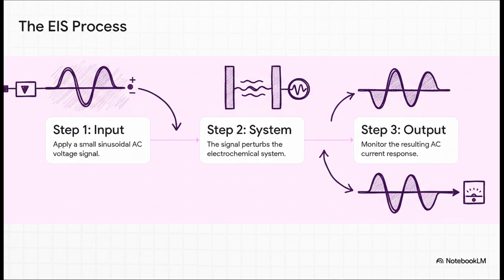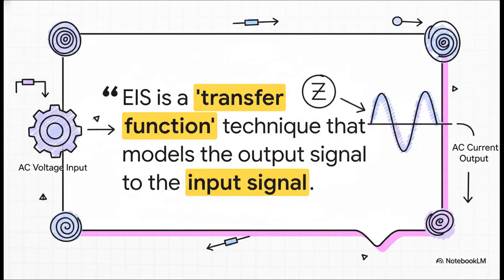And that is literally what you're doing in an EIS experiment. Step 1, you apply a small known AC voltage. That's your input. Step 2, that signal goes through your electrochemical cell. That's your system. And step 3, you measure the current that comes out. And guess what? It's changed. Its size is different, and it's out of sync with what you put in. So, simply put, impedance is the transfer function for this situation. It's the specific recipe that tells you exactly how your electrochemical system turns an input voltage into an output current. It's the complete description of that change.